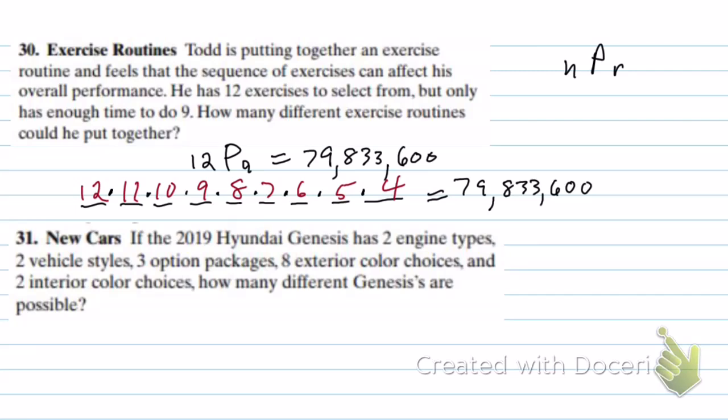If you'll get your formula pages out, just real quick, if you don't mind. What's the formula for this? The formula for nPr is what? n factorial over n minus r factorial. Oh, yeah. Okay, so that means it'd be 12 factorial, which we just figured out. No, we didn't. We left out 3, 2, 1. Over, what's 12 take away 9? 3.